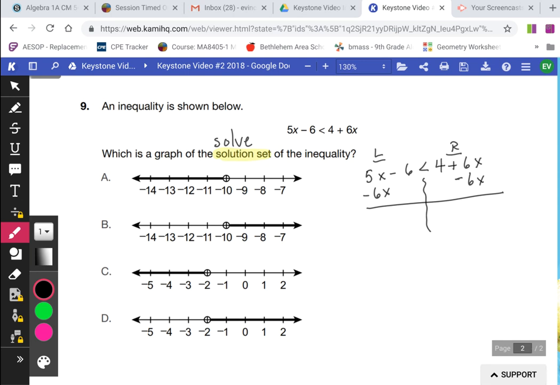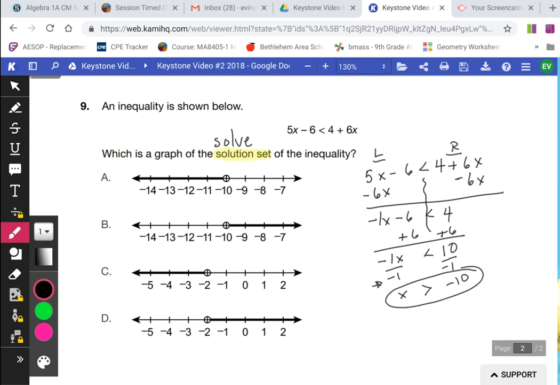So 5x minus 6x is negative 1x. And I bring everything else down. Then I'm going to add 6 to both sides. So I get negative 1x is less than 10. But then I still have a negative 1 in front of the x, so I'm going to divide by negative 1. So I get x and negative 10. But remember, when I divide by this negative, my inequality sign changes. It's the property of the negative stuff. So make sure that you switch if you have a negative coefficient. So my solution is x is greater than negative 10.